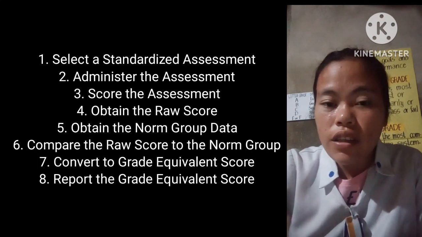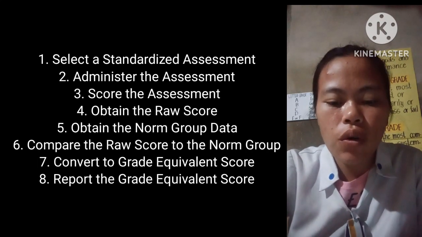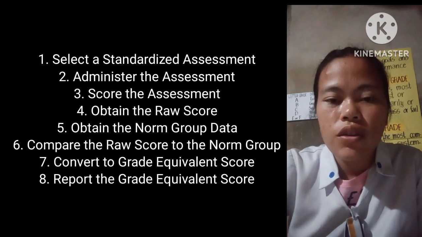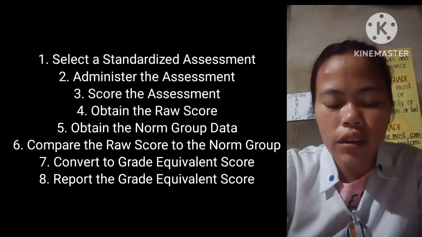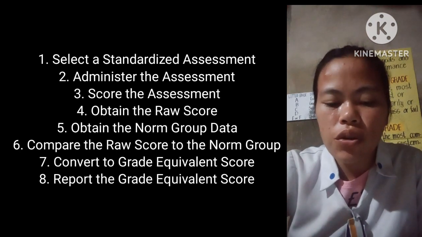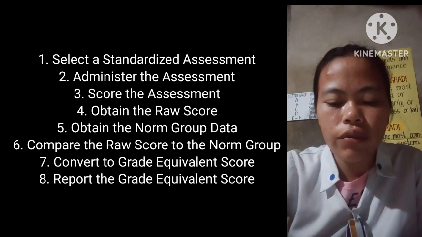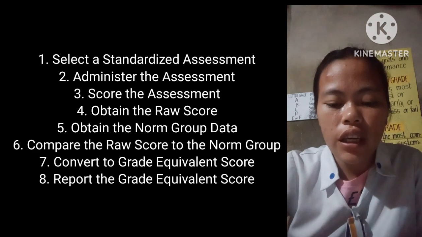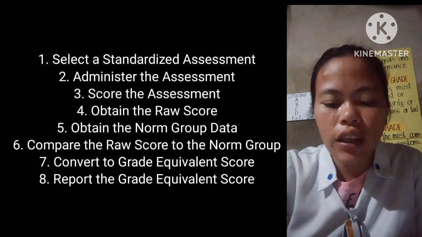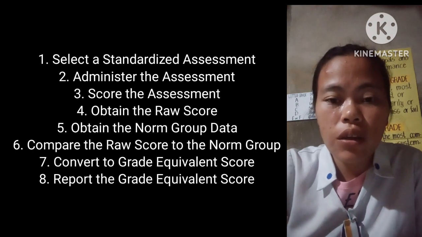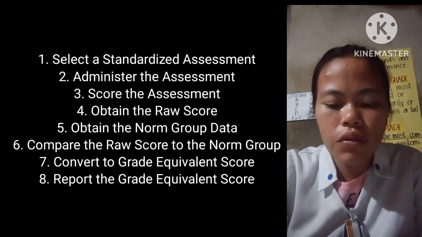So, 6th step is compare the raw score to the norm group. So, you must compare the raw score of each student to the norm group data. Determine the average score and standard deviation of each grade level within the norm group. So, 7th step is convert to grade equivalent score. Use the norm group data to convert the raw score into a grade equivalent score.